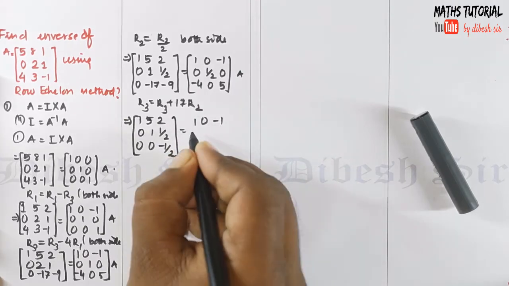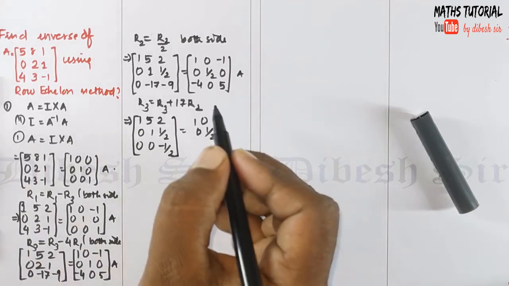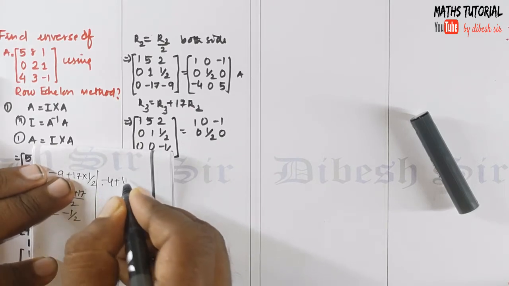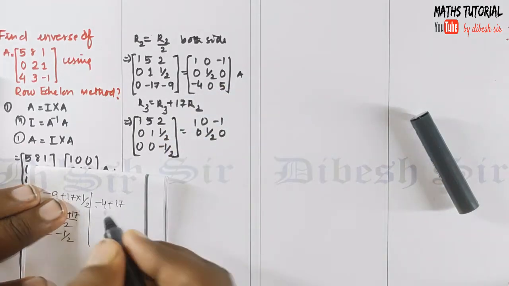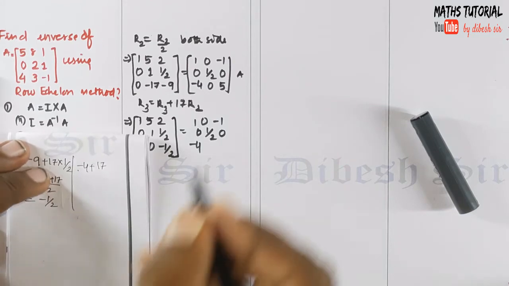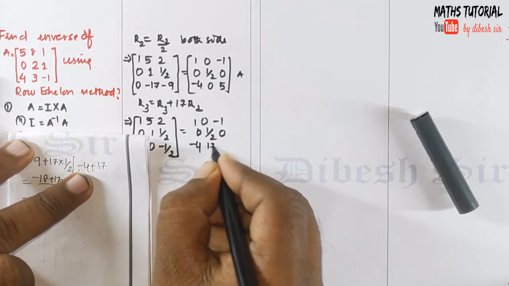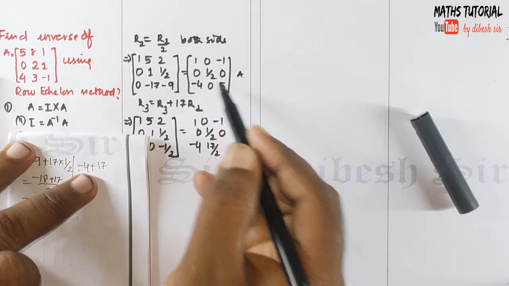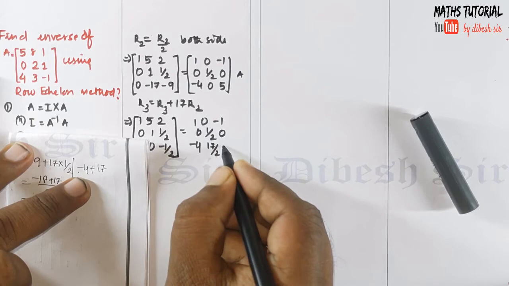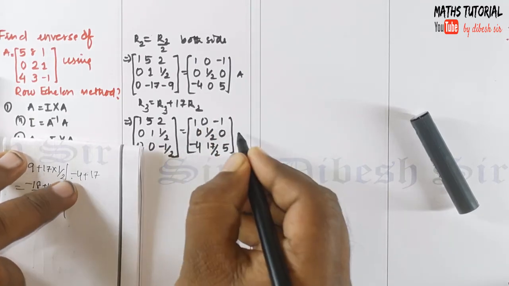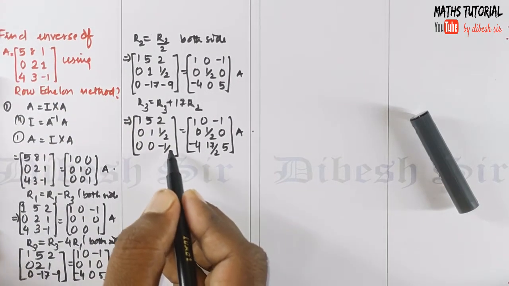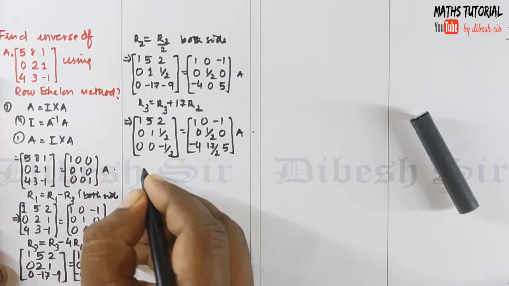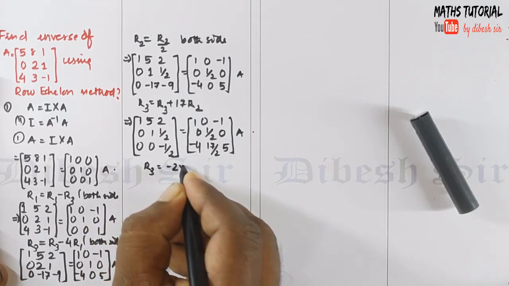So 1, 0, minus 1, 0, half, 0. Do it again: minus 4 plus 17 R2 into 0 becomes minus 4. Next, 0 plus 17 by 2 is 17 by 2. Check it properly, yes. 5 plus 17 into 0 is 5, into A. Now we have to convert this to 1, so by multiplying minus 2 on both sides, R3 is equal to minus 2 into R3 on both sides.